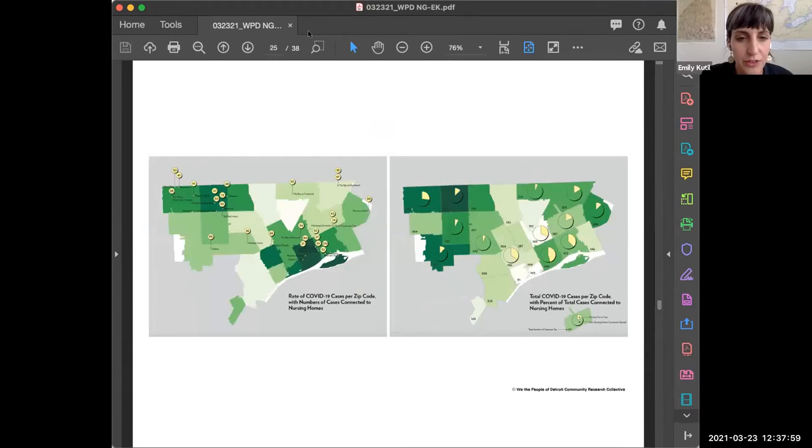So here, these two maps next to each other, on the left, you're seeing COVID mapped by rate. On the right, you're seeing COVID mapped by number of cases. The map of the rate was the one being circulated widely in the media. And we realized that it was essentially a map of where nursing homes were located in the city. So that was the impetus for disaggregating that data and trying to get a more granular sense of how it was actually playing out outside of nursing homes.